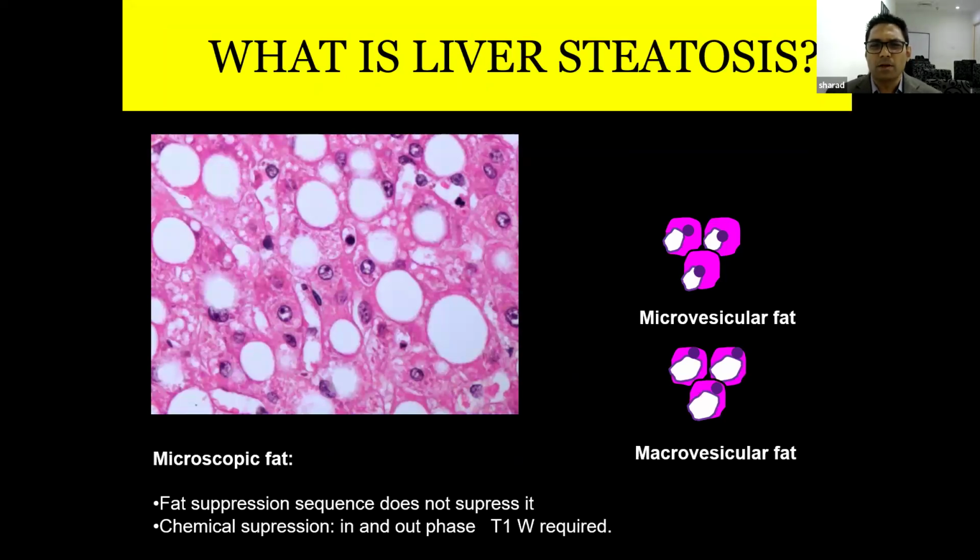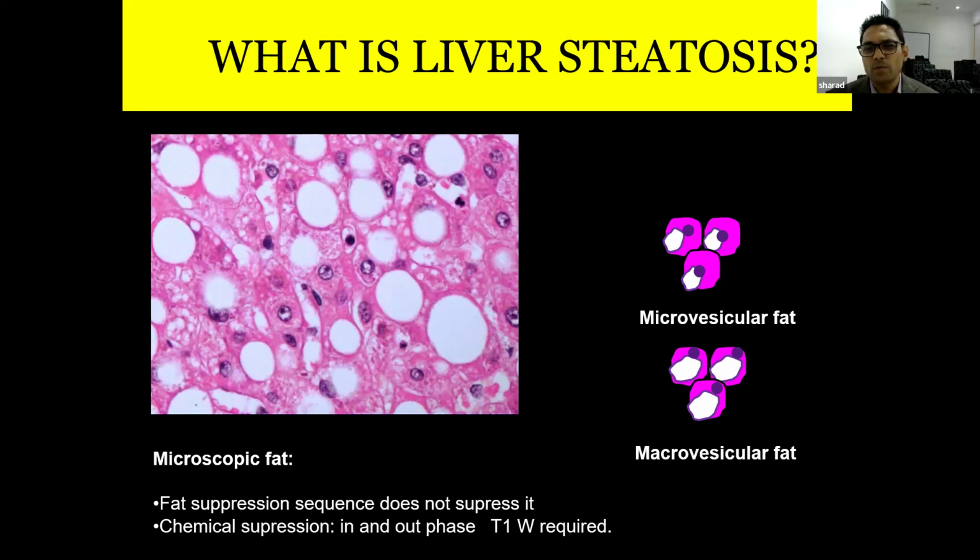Now let's come to the pathological aspect. So what is liver steatosis? Let me show you, this is a normal hepatocyte, and that is the nucleolus. While if you see this hepatocyte, there is a white bubble inside it, and this is the fat droplet, the lipid droplet, which is inside the cell. Now, this fat is called microscopic fat because it is in the cell and you can only see it on a microscope.